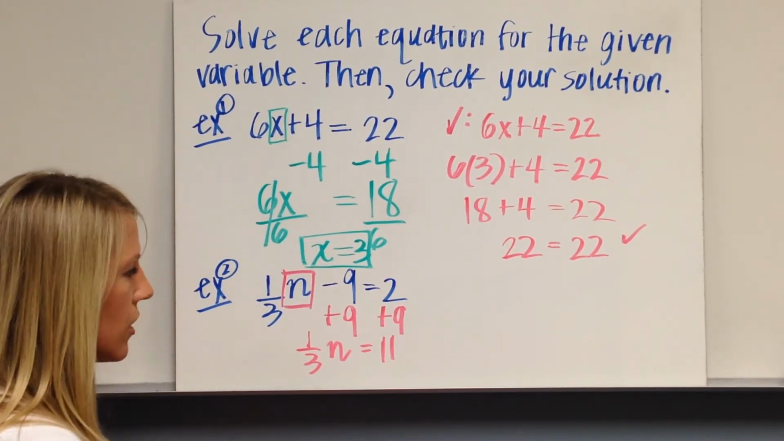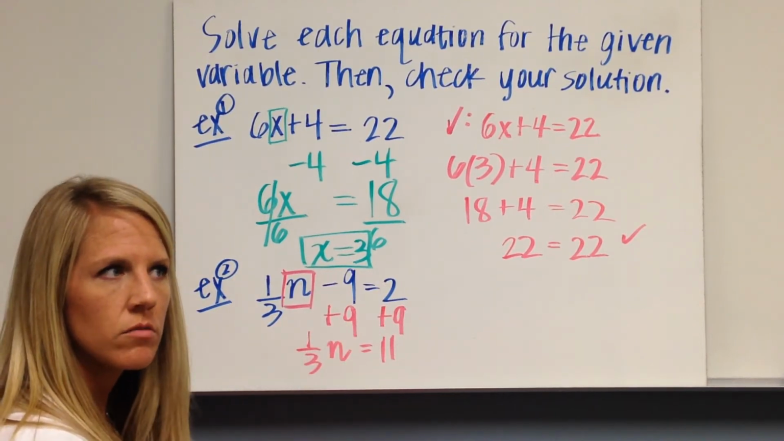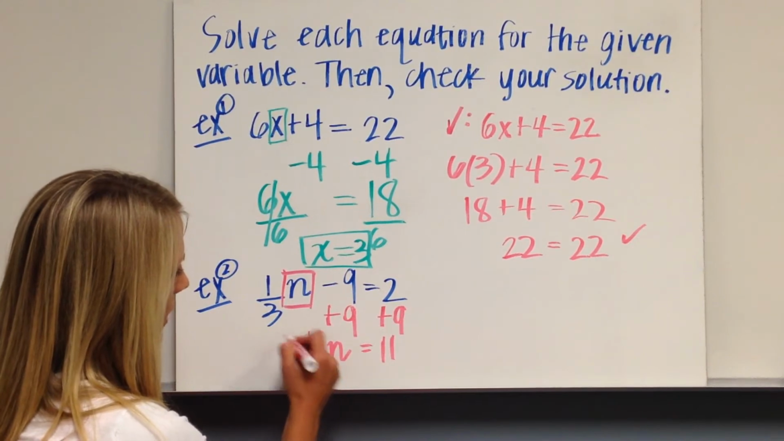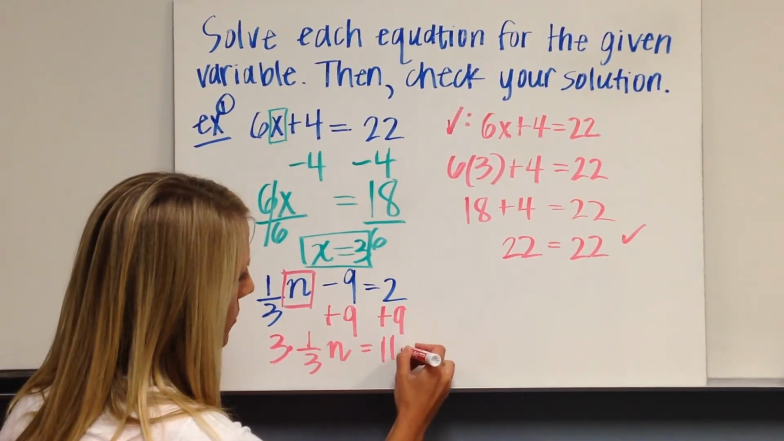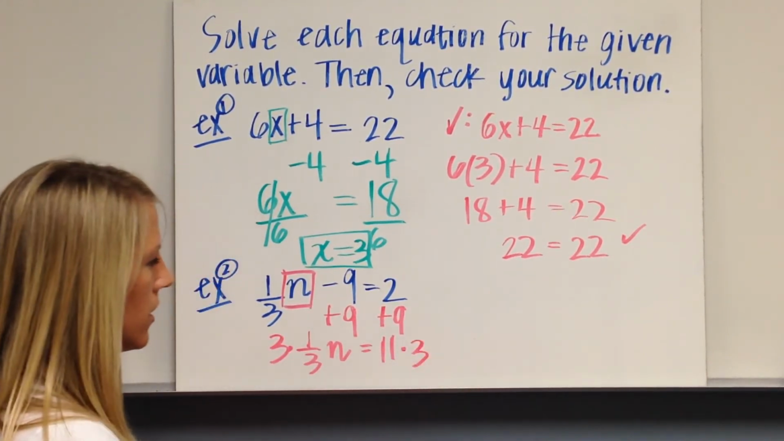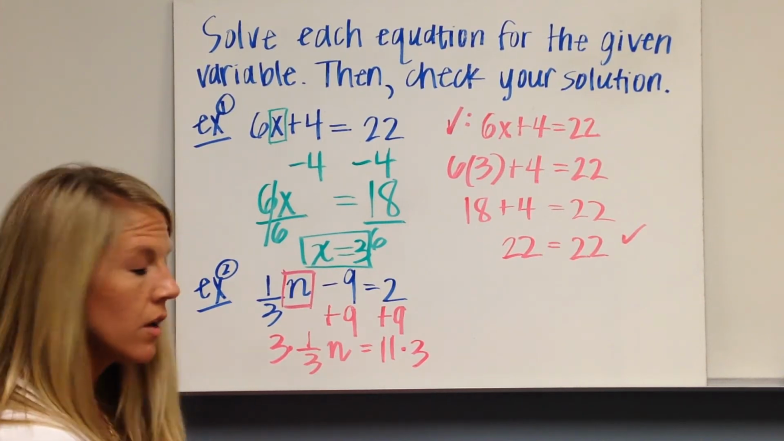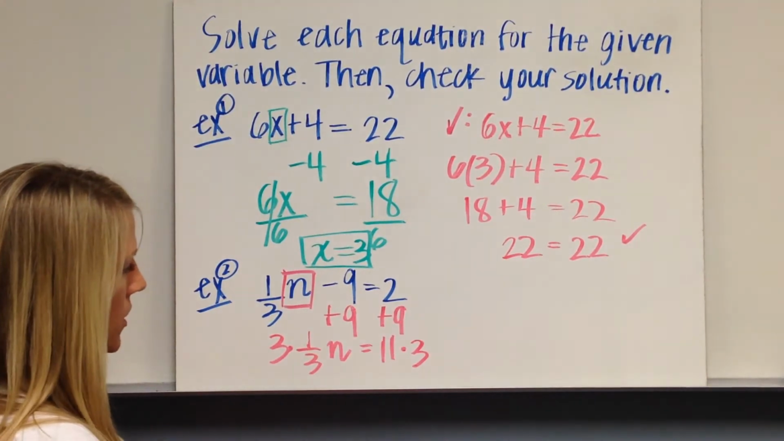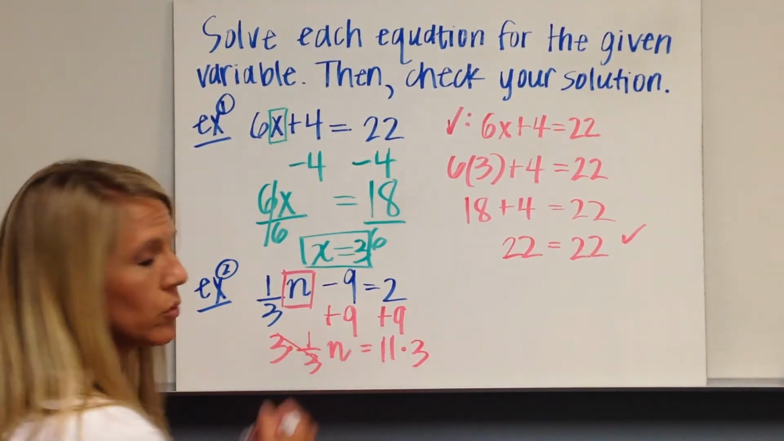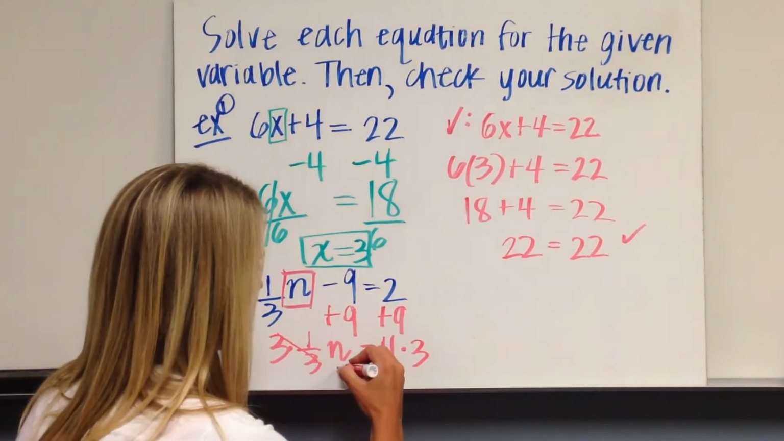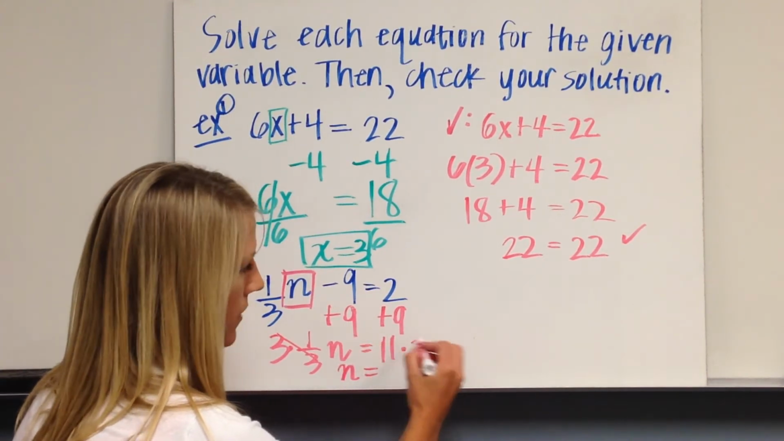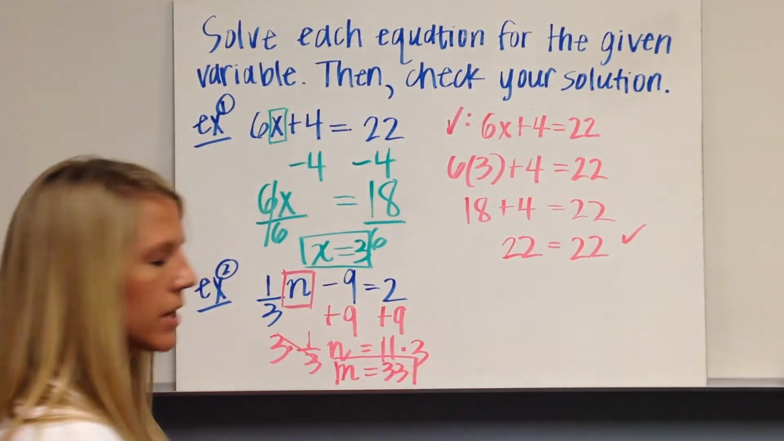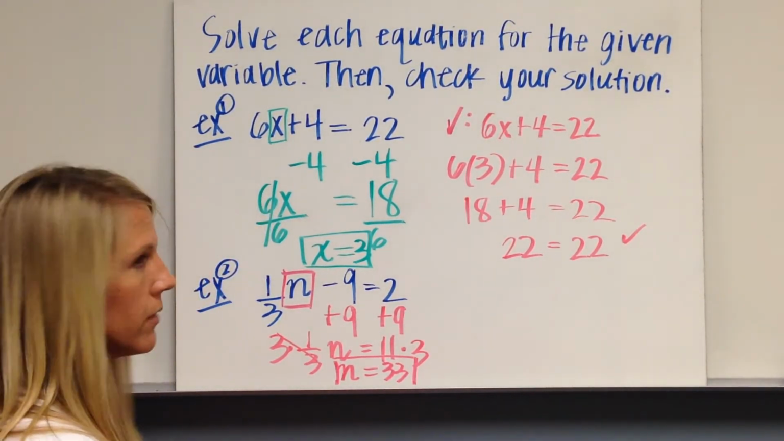Very good. So what's the reciprocal of 1/3? 3 over 1, or just 3. So I'm going to multiply this side by 3 and multiply this side by 3. Now why does that work? Remember, any number multiplied by its reciprocal is 1. So 3 times 1/3, I'm left with n, or 1n, same thing, equals 11 times 3, 33. Okay, I really hope it's right.